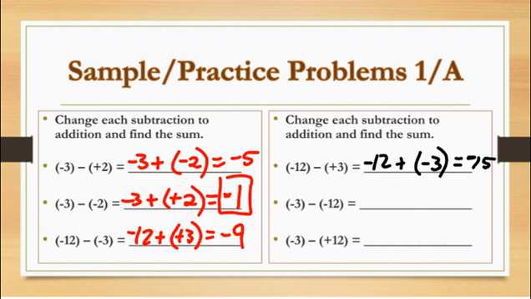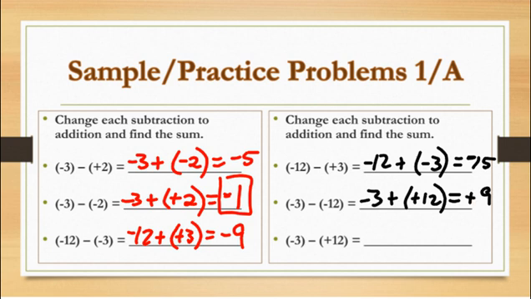Negative 3 plus the opposite of negative 12, which is a positive 12. Signs are different, so I subtract. 12 minus 3 is 9. The absolute value of 12 is greater than the absolute value of negative 3, so I go with a positive 9.